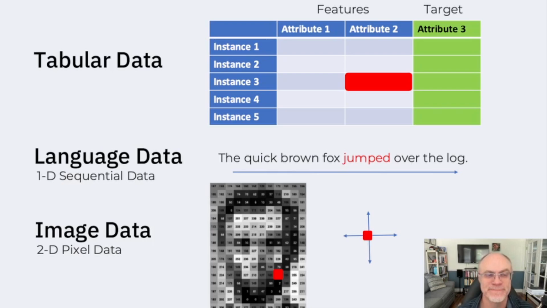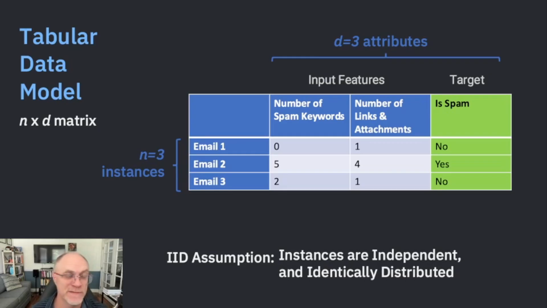As a quick review, here's an example of what tabular data might look like. This is information about emails. I've got two input features: the number of keywords identified as often associated with spam, and the number of links and attachments. This is a classification problem, so we have a discrete target variable. In this case, it's just a binary classifier: is this email spam or not?